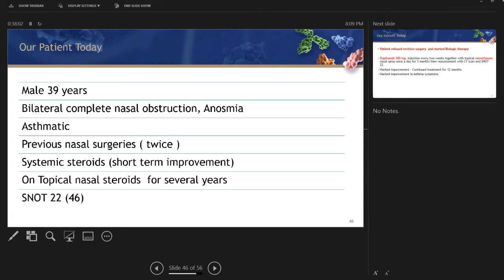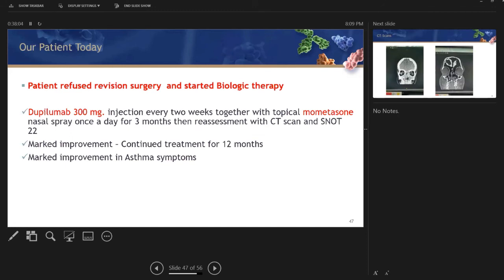I'll show you now the improvement. Our patient came and refused any other surgery. He refused totally to do another revision surgery. And then we started dupilumab, 300 milligrams injection twice a month for this patient together. And we kept him on mometasone nasal spray for 3 months. And then we did CT for reassessment after 3 months.